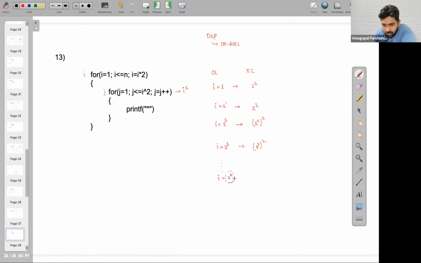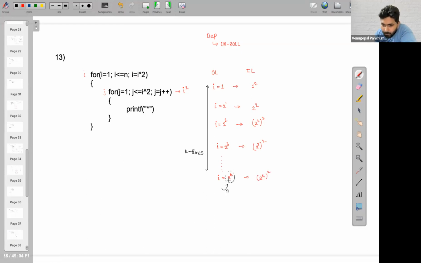Assume k times it is running. Let's not worry about what exactly the k value is. K times. But whenever this value becomes n, then the loop will stop. By the time when this value becomes n, can you help me? What is this? 2 power k whole square. 2 power k whole square, correct?